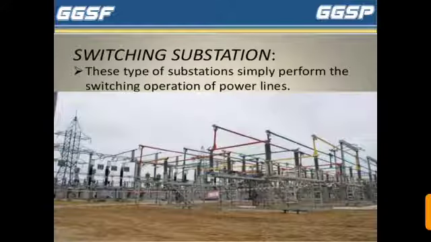Next is switching substation. This type of substation simply performs the switching operation of power lines, and it is a substation without transformer and operating only at a single voltage level. The important function of this substation is switching, which is the connecting and disconnecting of transmission lines or other equipments from the system. They are used as collector and distribution stations. Sometimes they are used for switching the current to backup lines or for paralleling circuits in the case of failure.